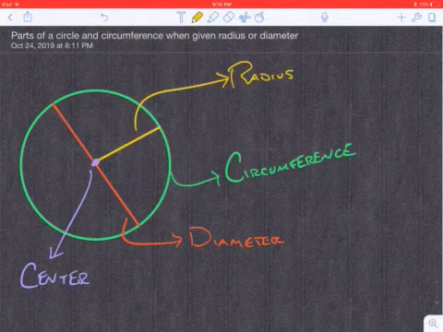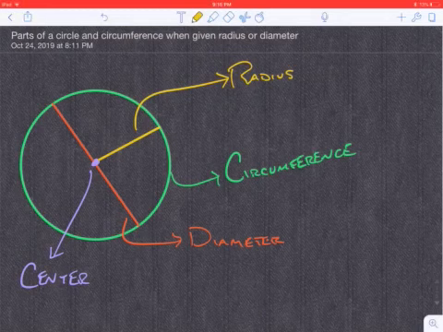The section here that we're talking about is parts of a circle and circumference when given radius or diameter. So let's first give a quick review of the different parts of the circle that we went over in this unit. They are radius, circumference, diameter, and center.